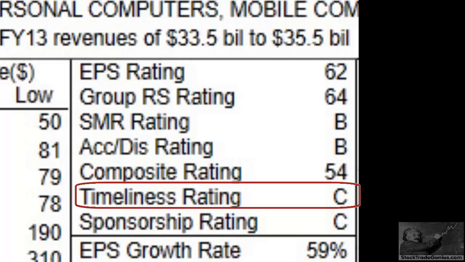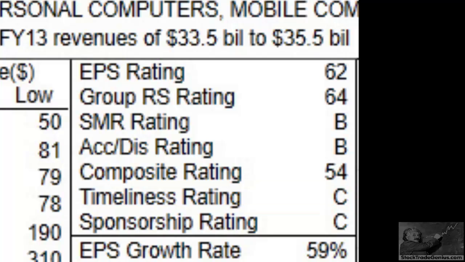Timeliness rating is a C. It could go either way as far as timing. It's been correcting for a long time, so it may not be the best time to buy, but it's probably not the worst either. And the sponsorship rating is how well the mutual funds that happen to be investing in it are doing, and they're doing okay.